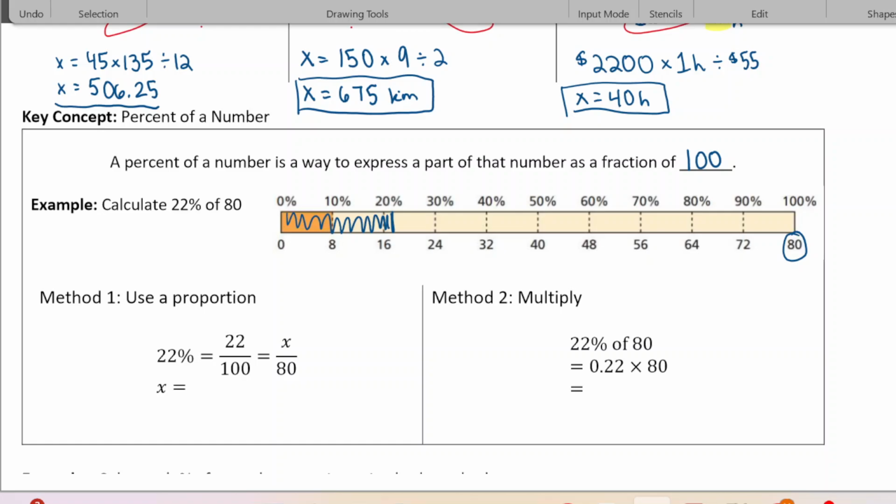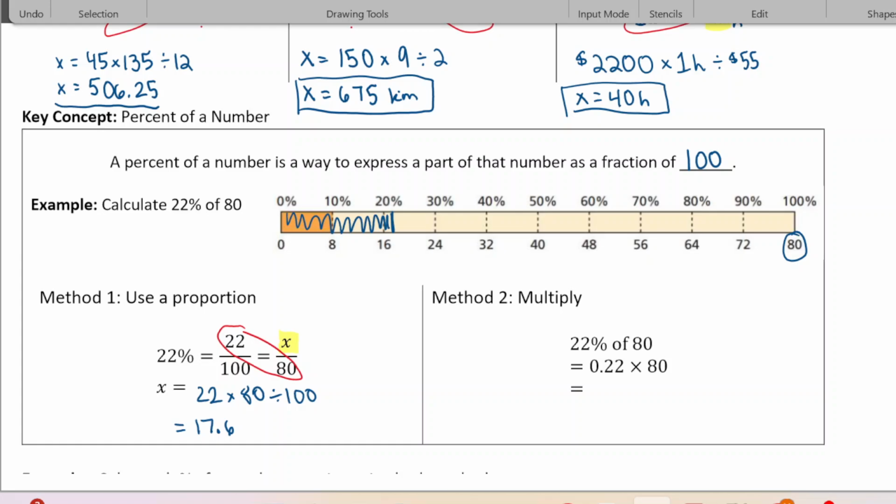One way to do this is to use a proportion, use cross multiply. So we know that 22% is 22 out of 100, and we want to know how much out of 80 that would be. So we can cross multiply. We'd go 22 times 80 divided by 100, and we would get 17.6. That matches what my picture shows, just a little bit bigger than 16.